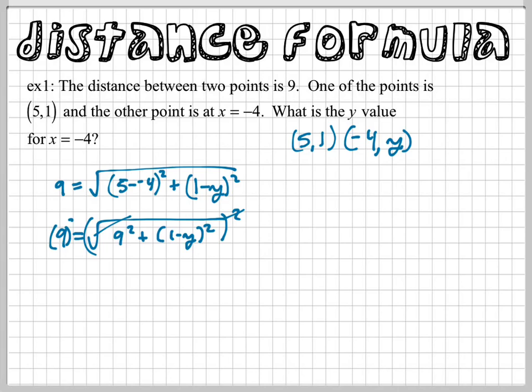If we square this side, they will cancel each other out because they're opposites. They're inverse operations. But whatever you do to one side, you must do the other side. So we have to square the 9 also. So we have 81 right here. And this is going to equal that 9 squared plus 1 minus y squared. 9 squared. What is 9 squared? You guys know that one. 81. Okay, so what do I do to solve this?